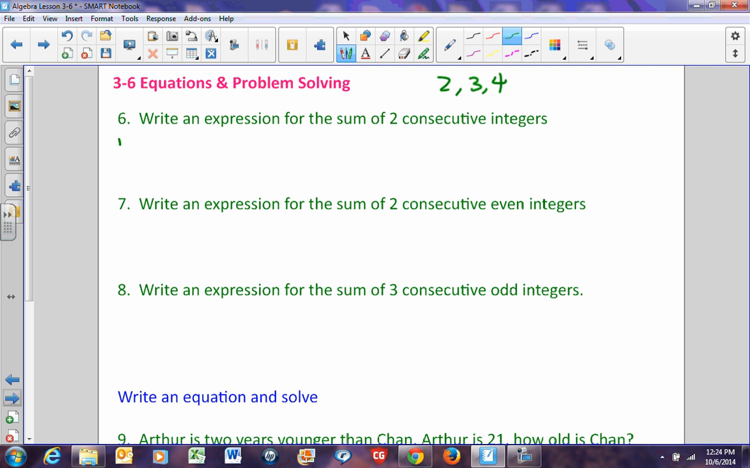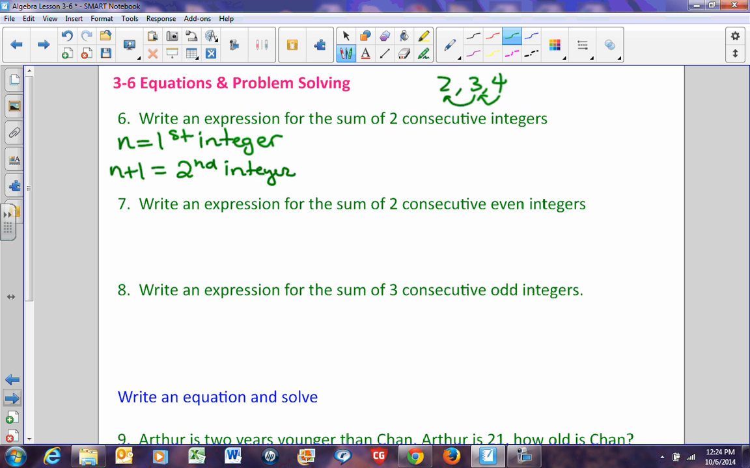So if I let n equal my first integer, my next integer would be n plus 1 because it's going to be 1 higher. And you notice 3 is 1 more than 2. 4 is 1 more than 3. So whatever our integer is, if we start with n, the next integer has to be n plus 1. That will be my second integer.